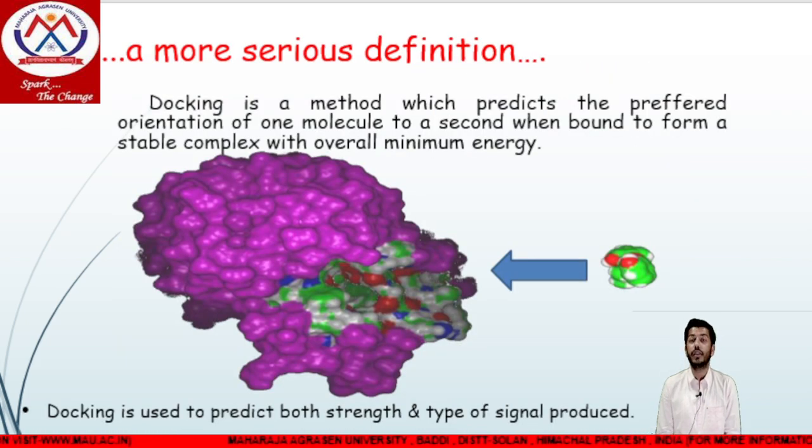Then we go to a more formal definition. Docking is a method which predicts the preferred orientation of one molecule to a second when bound to form a stable complex with the overall minimum energy. What are the applications? Docking is used to predict both the strength and the type of signal produced during the interaction of the drug molecule with its receptor.